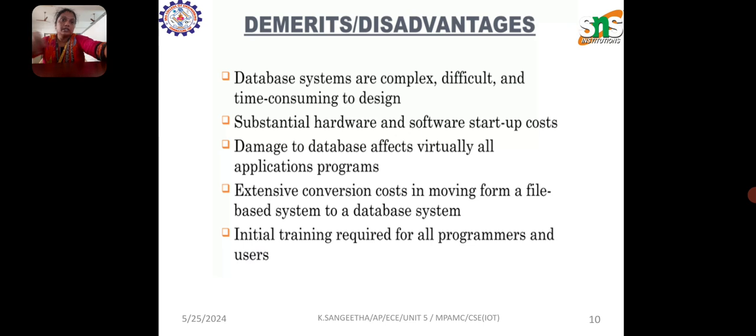So the demerits are: database systems are complex, difficult and time consuming to design. There are substantial hardware and software startup costs. Damage to the database affects virtually all application programs. There is extensive conversion cost in moving from a file based system to a database system. Initial training is required for all the programmers. So these are the main demerits.